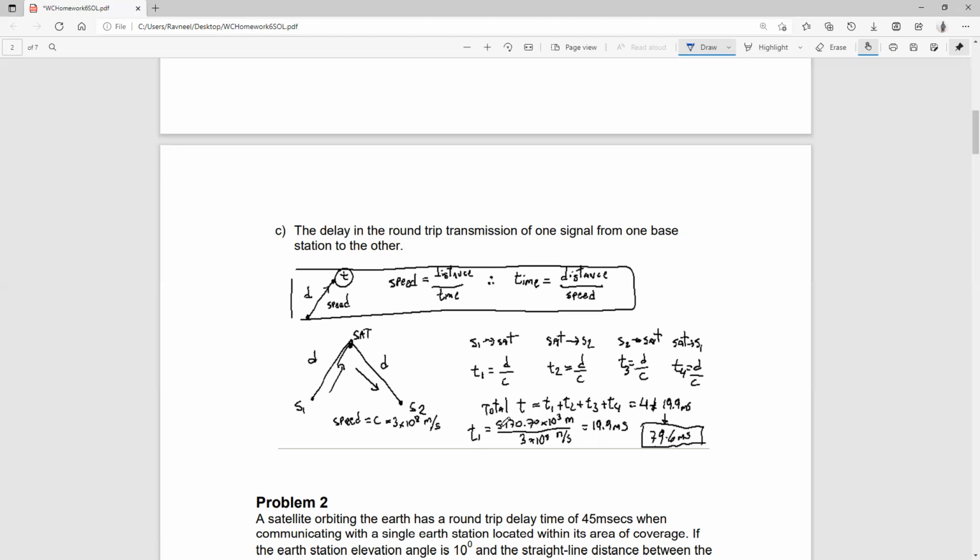So that in meters, because our speed of light is in meters as well. So that would be 5,970.7 times 10 to the power of 3 meters upon 3 times 10 to the power of 8 meters per second. So that will give me a time of 19.9 milliseconds. Then I need to multiply this time by 4 in order to get my total time delay. So that is 19.9 times 4. The total time delay is basically equal to 79.6 milliseconds, right?